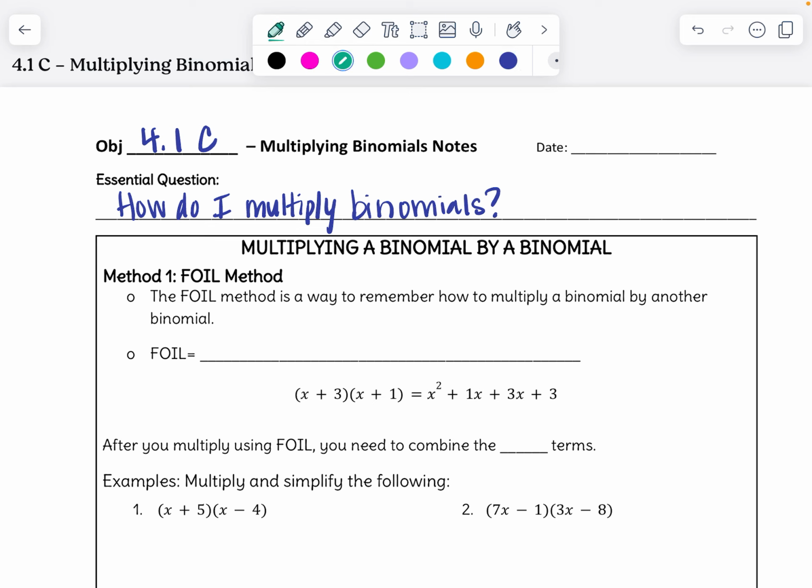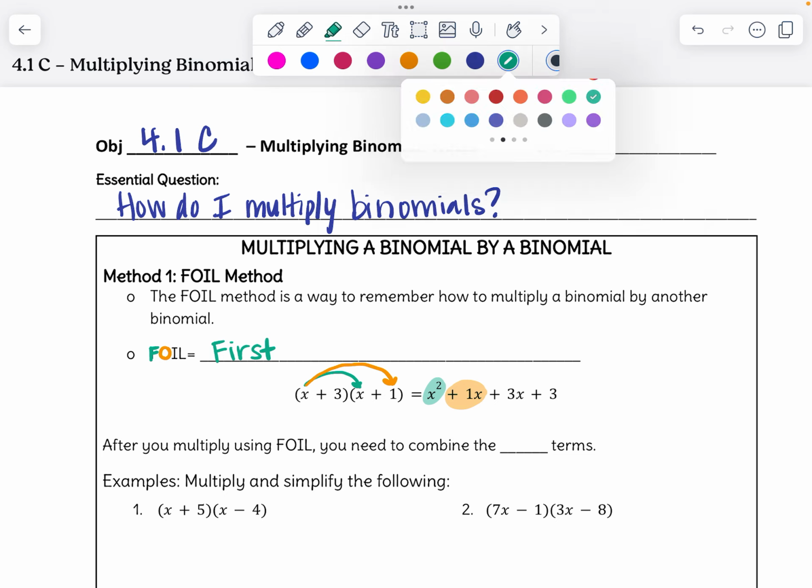So I'm going to color code this. FOIL. F stands for first, which is going to tell you to multiply the first two terms in the two binomials. O stands for outside, and that will tell you to multiply the two outside terms. So multiplying the first terms gives you x squared. Outside would be the two outside terms. So in this case, x times 1. And that gives you 1x.